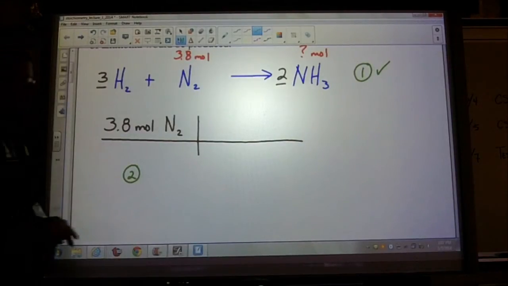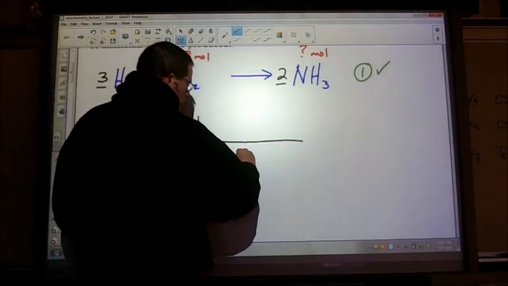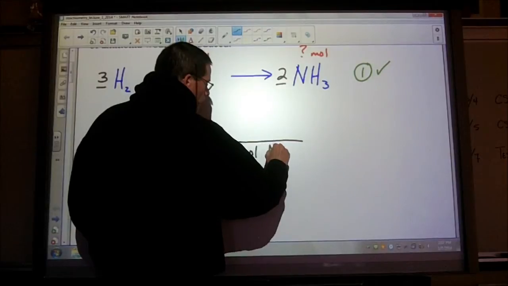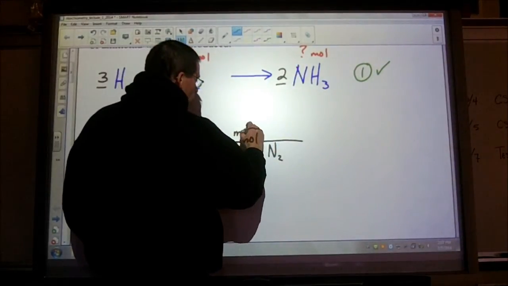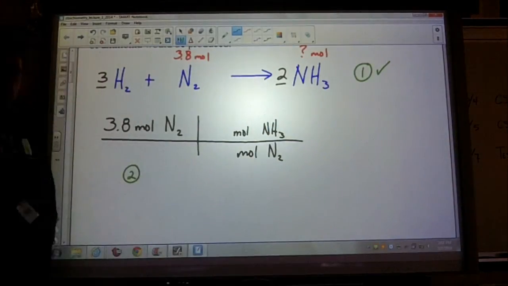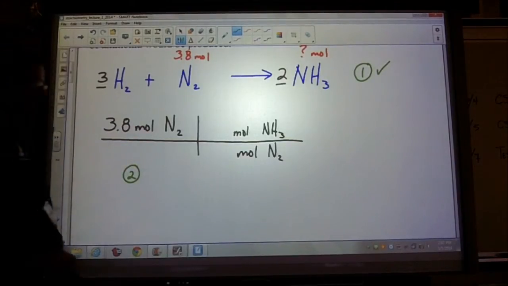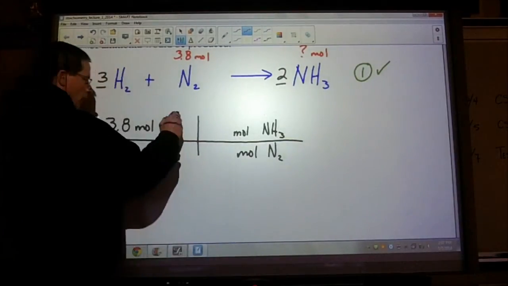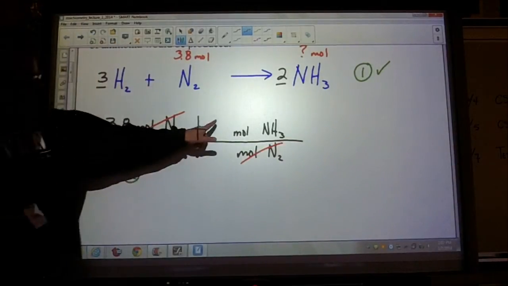It's already in moles. Step 3 is I need to get rid of the unit moles of nitrogen because what am I looking for? The moles of ammonia. So I'm going to put moles of ammonia up here. Now, how did I know to put nitrogen on the bottom? Because that's where it cancels out. So I can cancel it. Very good. So if I were to do some canceling, then the moles of nitrogen go away. But I need to put some values here.